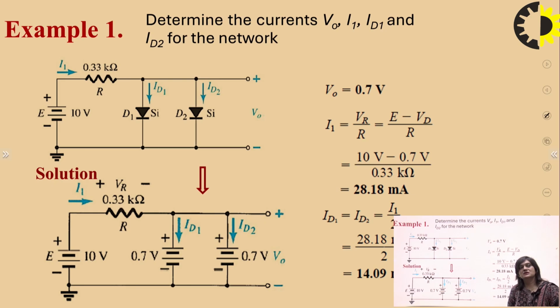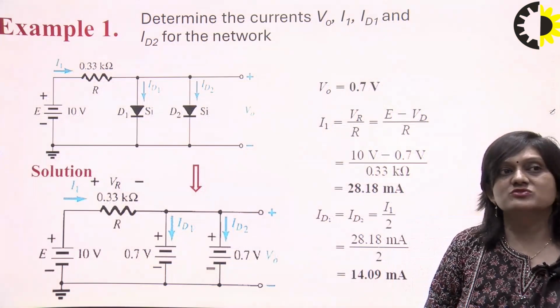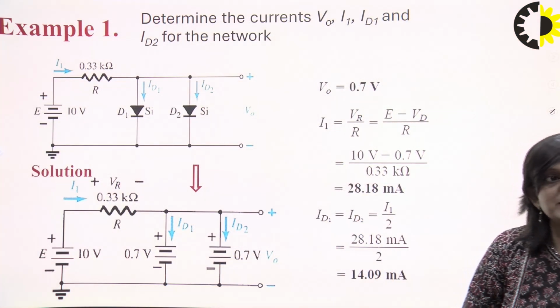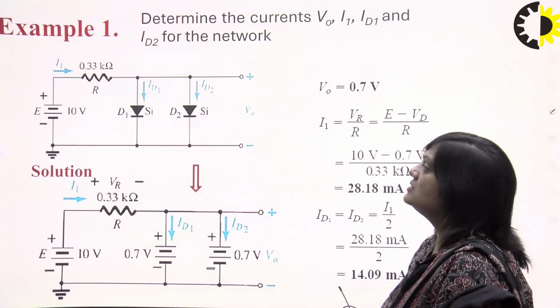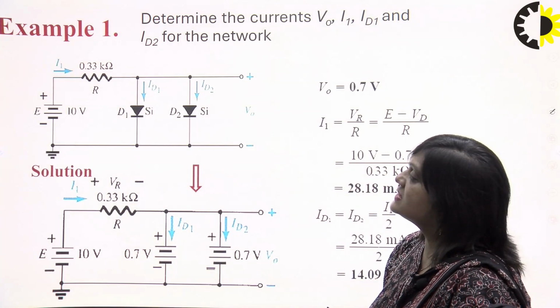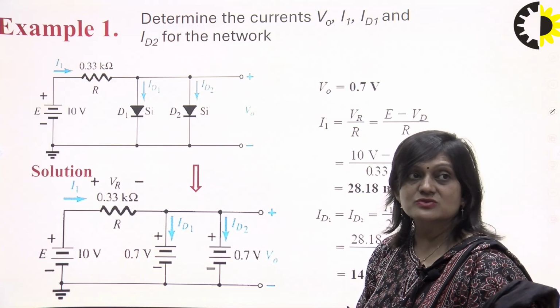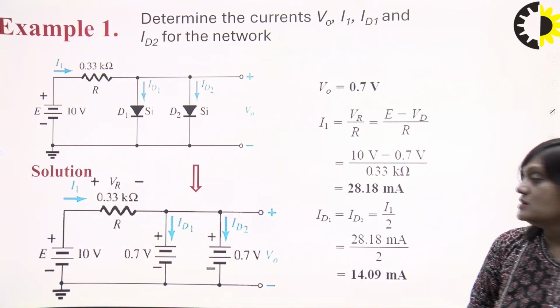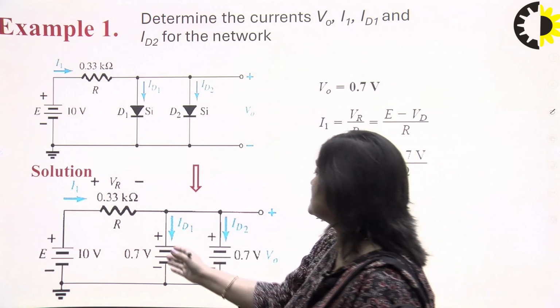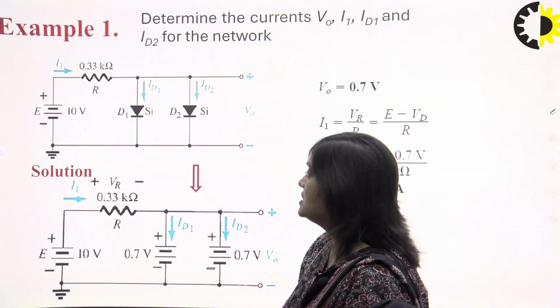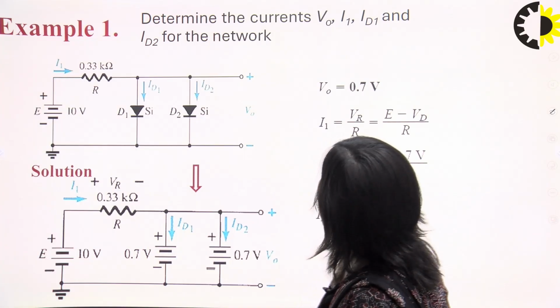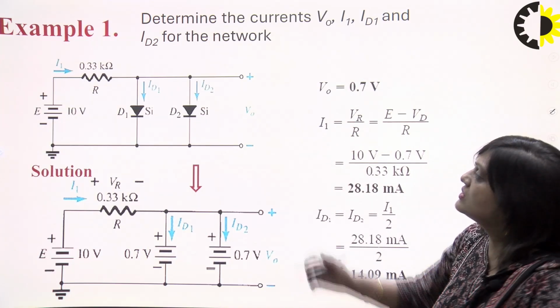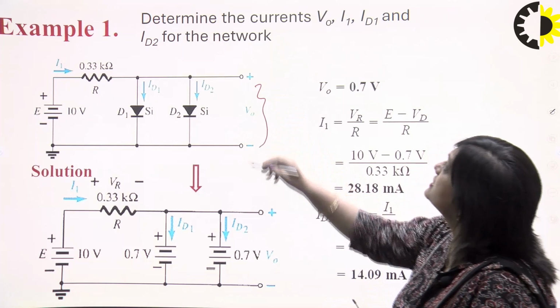So this is the numerical that can be solved by using the simplified model. Here a practical diode is given, that is Si, and Si is written here. So this Si will be replaced with 0.7 volt. So here it will be 0.7, here it will be 0.7. We have to find the value V0. V0 is the voltage across this point.